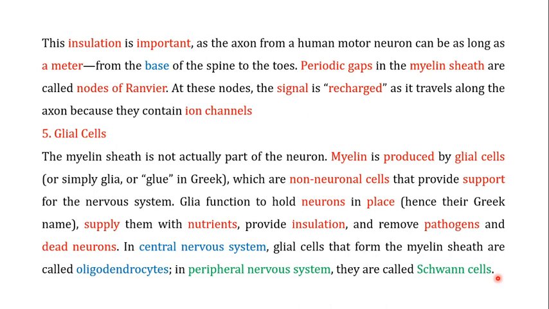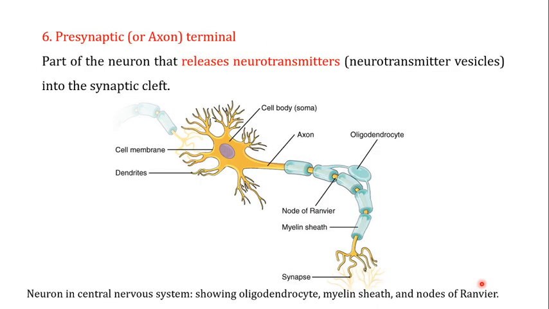We usually divide the nervous system into the central nervous system and the peripheral nervous system, which we will discuss. So, in the central nervous system, the glial cells that form this myelin sheath are known as oligodendrocytes, while the glial cells of the peripheral nervous system are called Schwann cells.